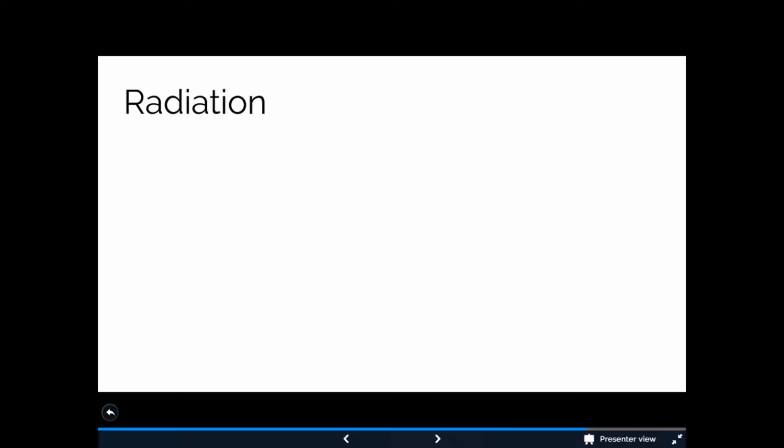All right, and when we're talking about radiation, we have to know that there are actually different types of radiation, and they all do different things. They work in different ways. So let's go ahead and look at the different types of radiation and see what the differences between them are.